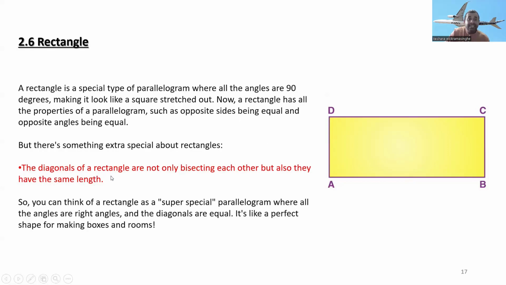Remember, the diagonals of the rectangles are not only bisecting each other, but they also have the same length. Okay, it means DB equals CA. That is an extra special thing, right? So you can think of a rectangle as a super special parallelogram where all the angles are right angles and the diagonals are equal. So it's like a perfect shape for making boxes and rooms, right?